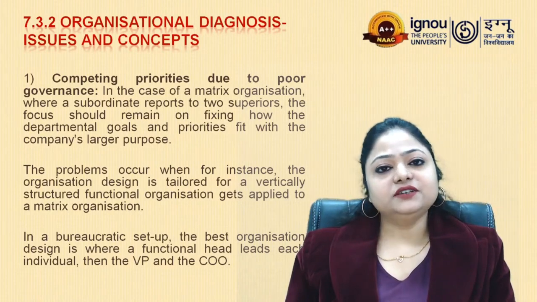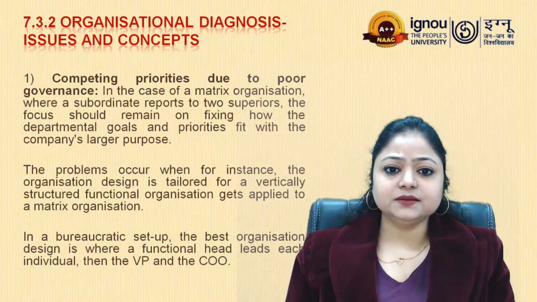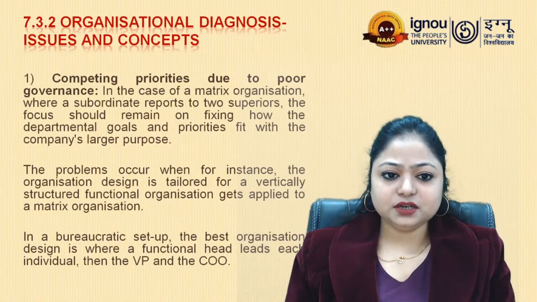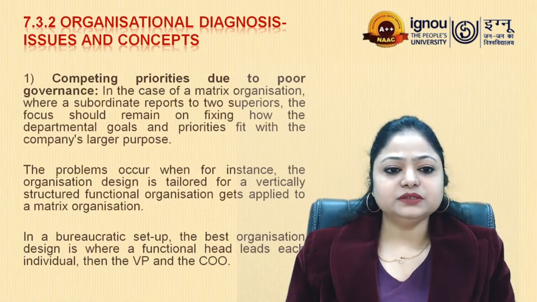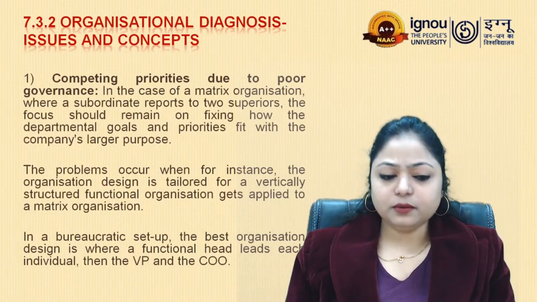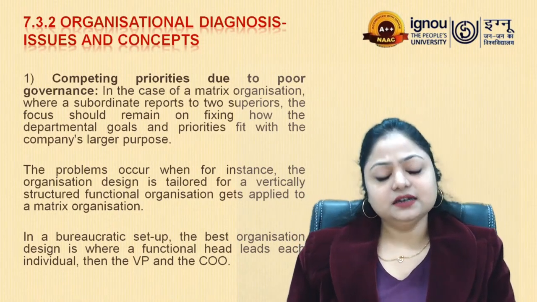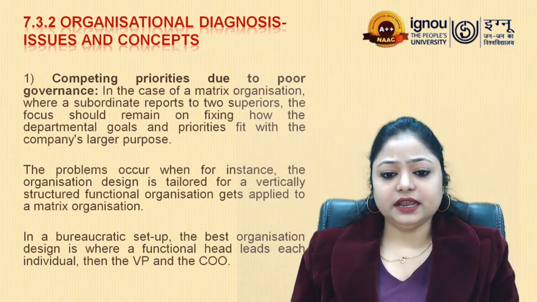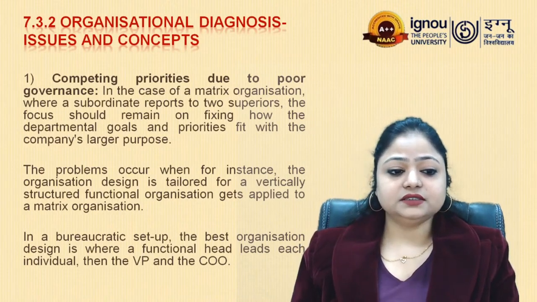In the case of a matrix organization, where a subordinate reports to two superiors, two supervisors, the focus should remain on fixing how the departmental goals and priorities fit with the company's larger purposes and goals. The problem occurs when, for instance, the organization design is tailored for a vertically structured functional organization and gets applied to the matrix organization.